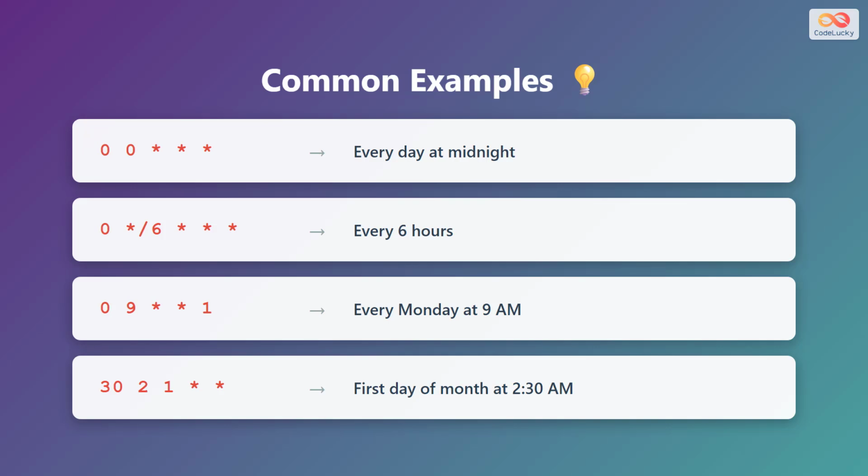Let's look at some commonly used cron expressions. 0 0 * * * runs every day at midnight. 0 */6 * * * runs every 6 hours. 0 9 * * 1 runs every Monday at 9 a.m., where 1 represents Monday. And 30 2 1 * * runs on the first day of every month at 2:30 a.m. These patterns form the building blocks for most scheduling scenarios you'll encounter.